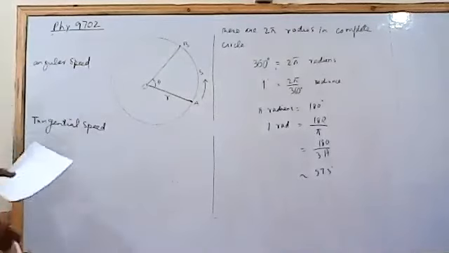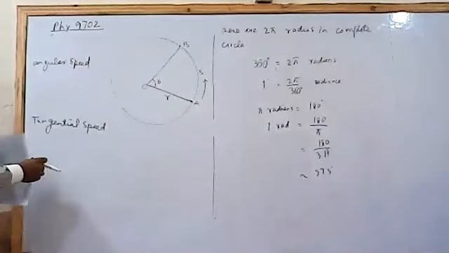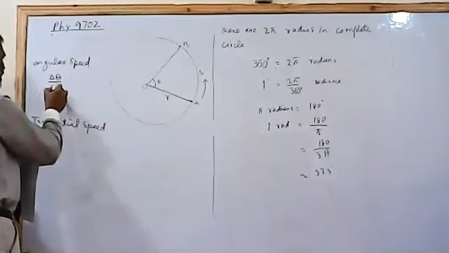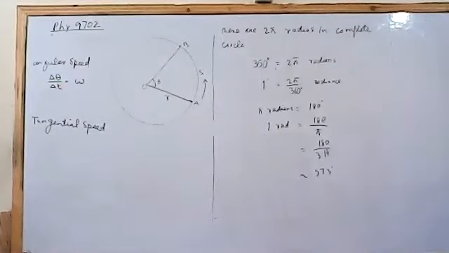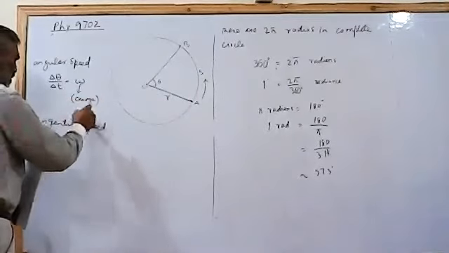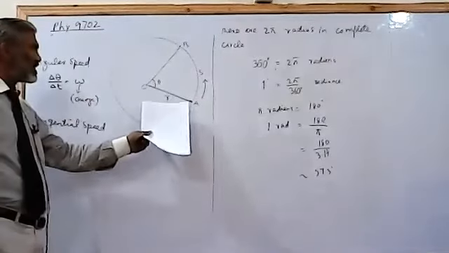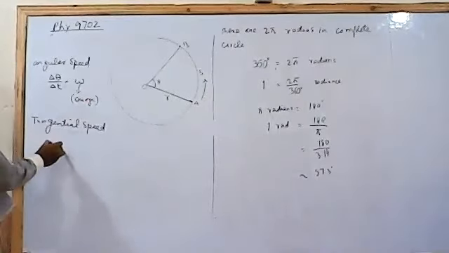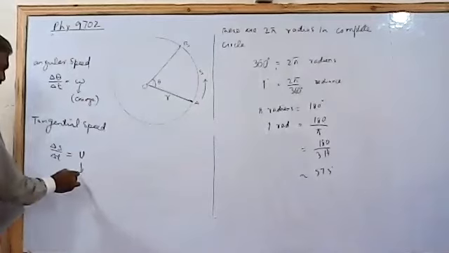When we are talking about angular speed, we simply mean how quickly the angle theta is being swept. So how fast this theta is changing with time is angular speed. And this is always denoted by omega. On the other hand, tangential speed means how fast an object is covering the distance s along the circular path. So delta s over delta t means tangential speed.